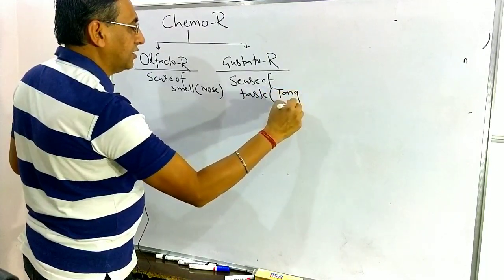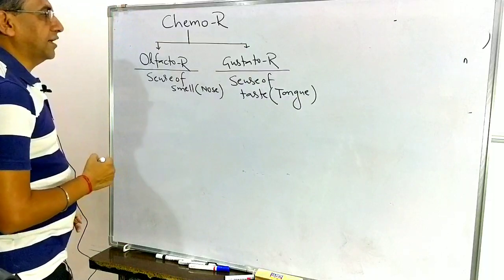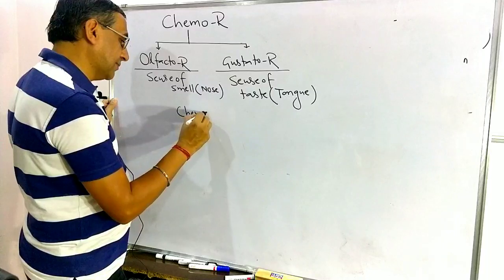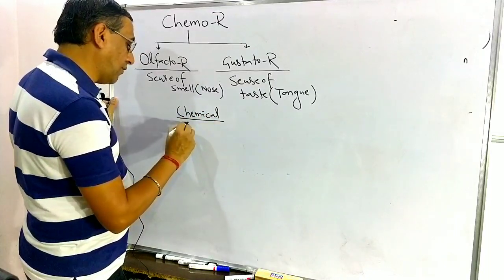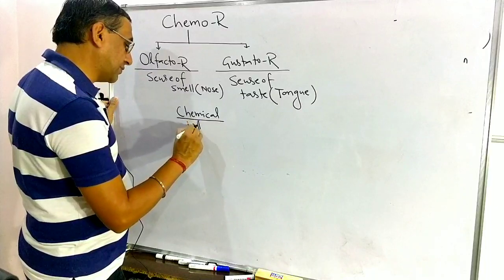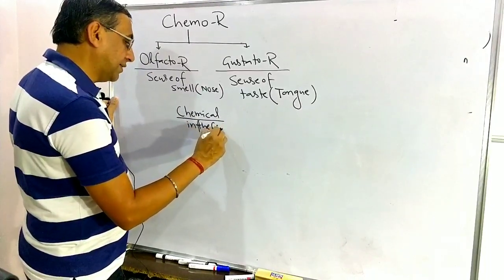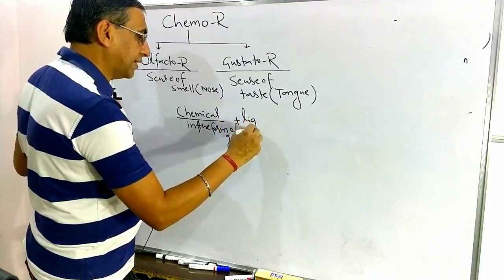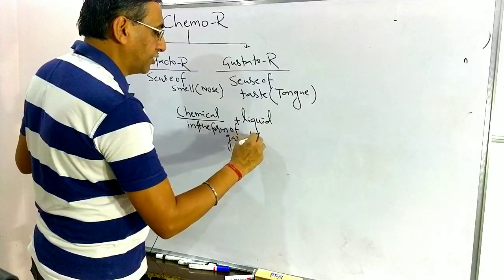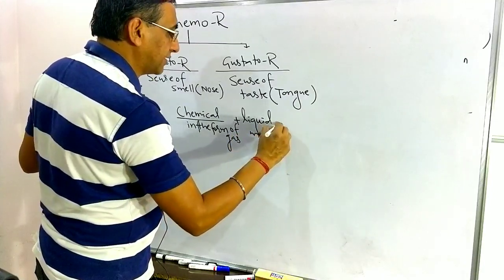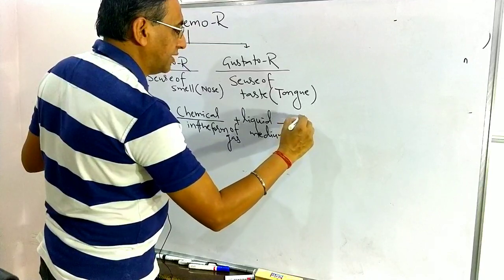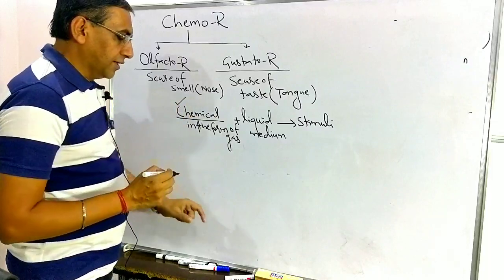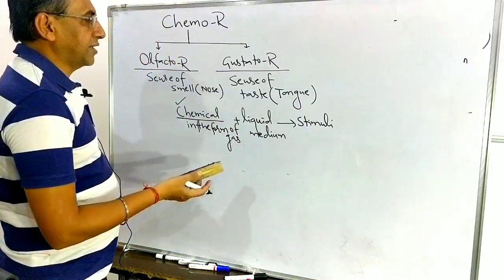We can say on the tongue the receptors for taste are present, and they both are chemoreceptors. It means the chemicals in the form of gas, when they come in contact with the liquid medium, then only their receptor will receive their stimuli or their impulse. That's why they are known as chemoreceptors. They are collected in the form of chemical impulses.